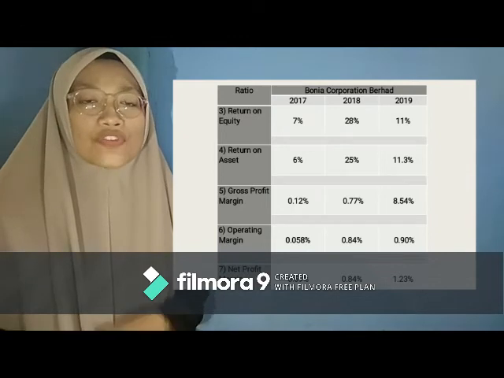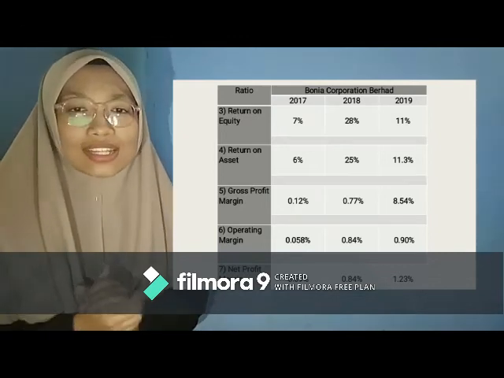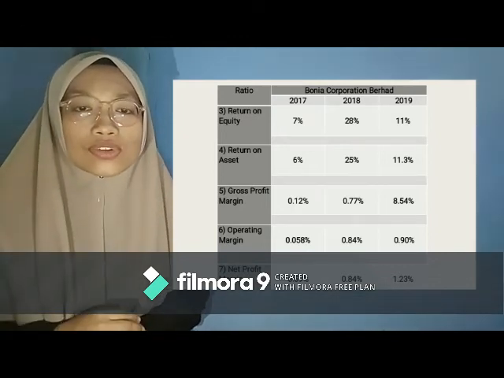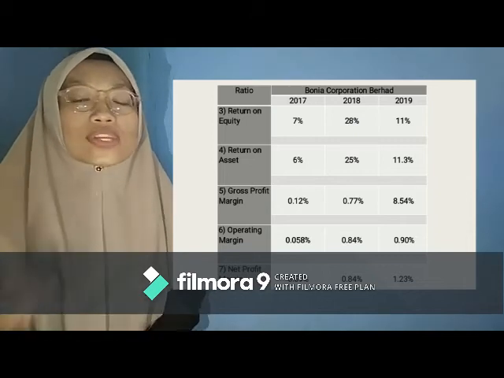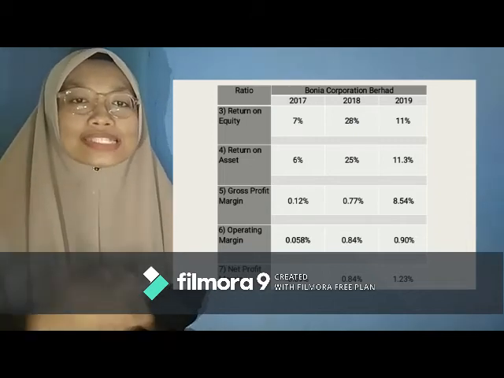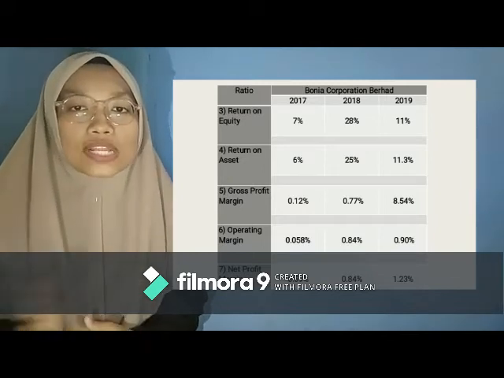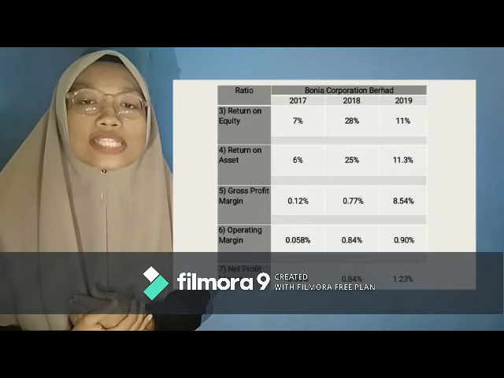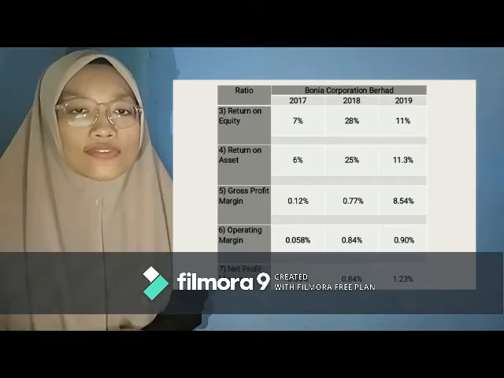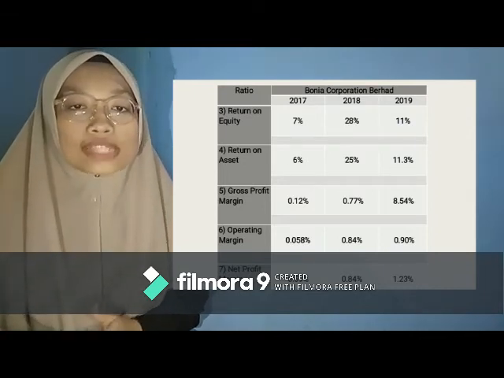After that is gross profit margin. Gross profit margin measures that the higher ratio indicates higher contribution margin. It shows that 2019 is the best for Padini in terms of gross profit margin with 8.54% compared to 2018 and 2017 with 0.77% and 0.12% respectively.